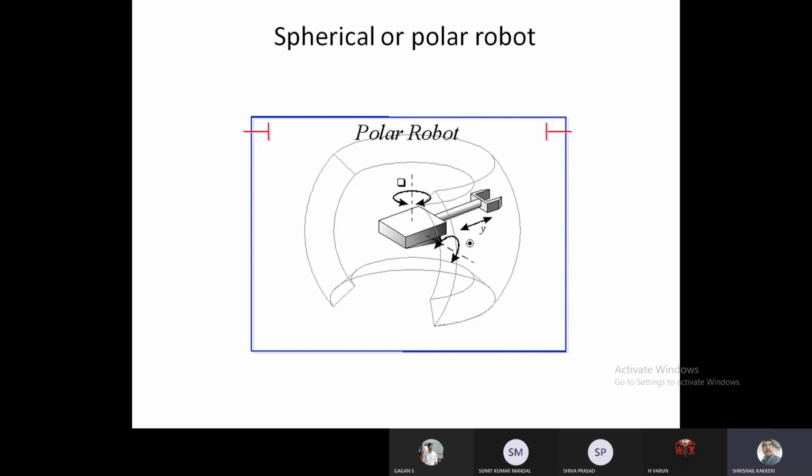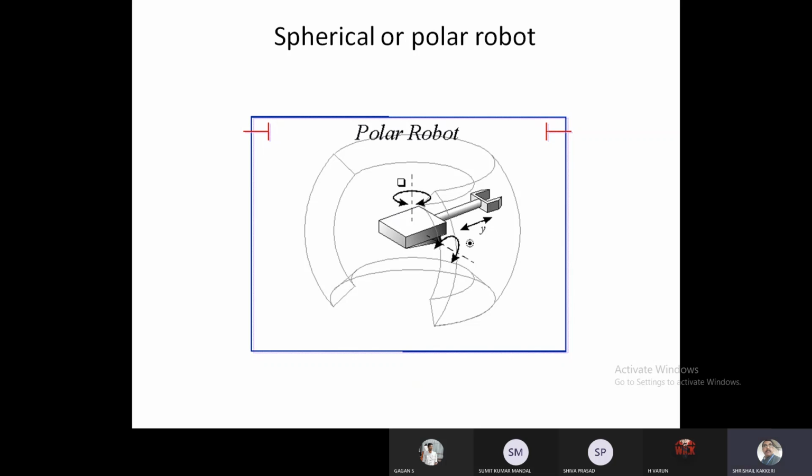Because an additional rotational joint is involved in this, and since the rotational joint is involved, as I just told you, the mechanical stability, repeatability and accuracy will not be good once the arm is extended more. So the controller required here will be more sophisticated than for the cylindrical and the Cartesian coordinate robot.